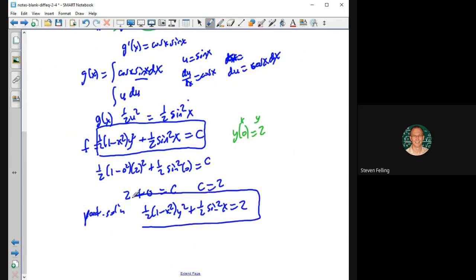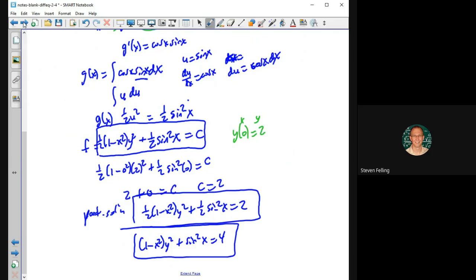Now that's an implicit solution. If you wanted to, you could solve it for y. I'm not going to bother to do that, but yeah, you could do things like multiply everything by 2, so you get 1 minus x squared y squared plus sine squared x equals 4. You could move this term to the other side and divide, and then take the square root. But let's just leave it in one of these forms. Okay.